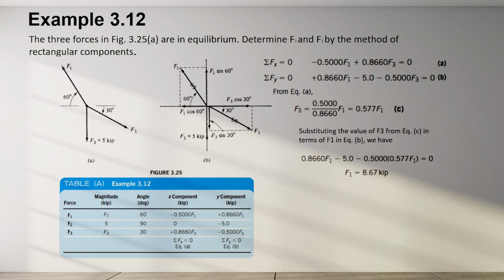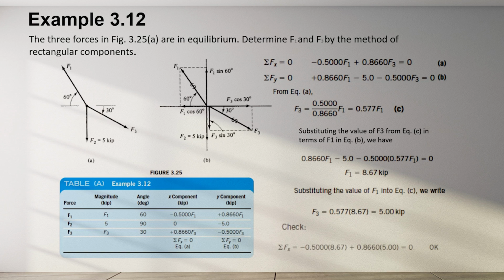F1 equals 8.67 kip. Substituting the value of F1 into equation C, we write F3 equals 0.577 times 8.67, which equals 5.00 kip. So, if you go back and substitute F1 and F3 into equation A, and if you find your equation is equal to 0, that means you have the correct answer.